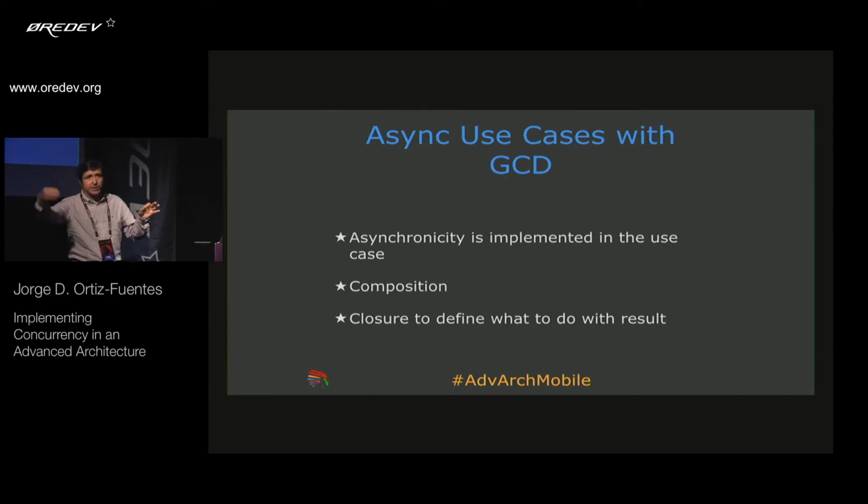It can also happen at the level of the persistence, but we will be able to have asynchronicity in the use case. We are going to use here composition versus inheritance. So I'm going to composite a class that is able to take the asynchronicity capabilities into a use case. And we are going to, as we did before, use a closure in order to define what is going to happen with the result.